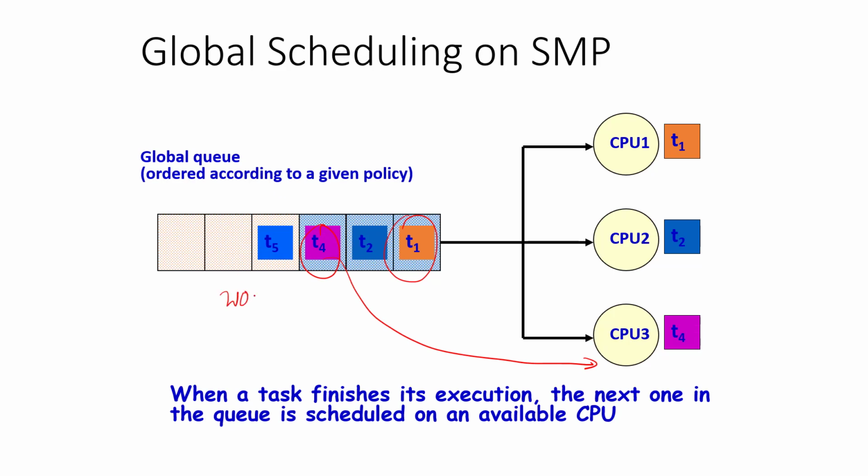This is also known as a work queue or a work stealing queue based model. So let's call it a work queue. It's also known as a work stealing queue, but in this case there is no stealing happening really. The key point is that the moment a CPU finishes its task, it pulls one from the global queue.